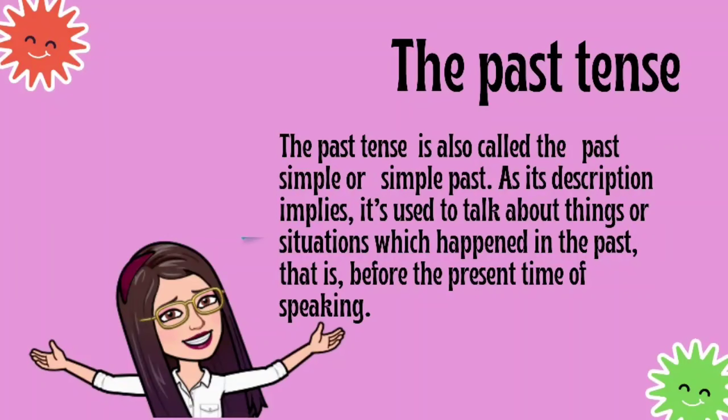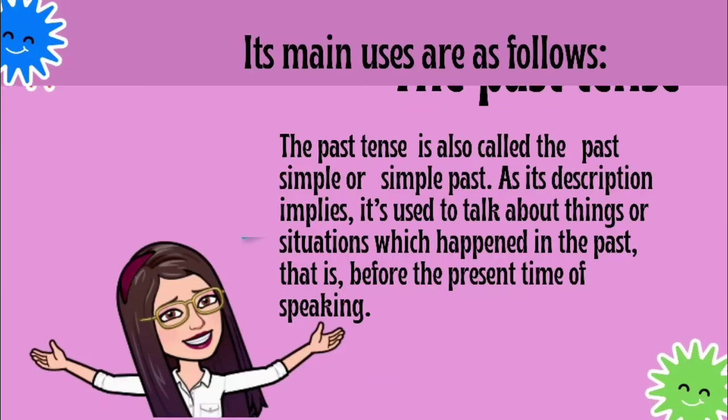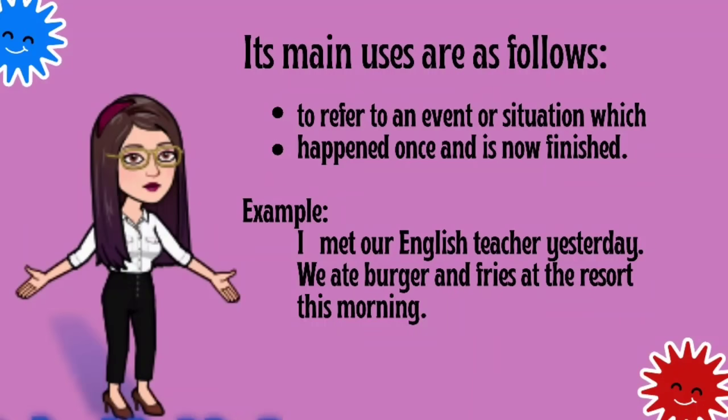Let's move on to the past tense. The past tense is also called the past simple or simple past. As its description implies, it's used to talk about things or situations which happened in the past, that is, before the present time of speaking. Its main uses are as follows.